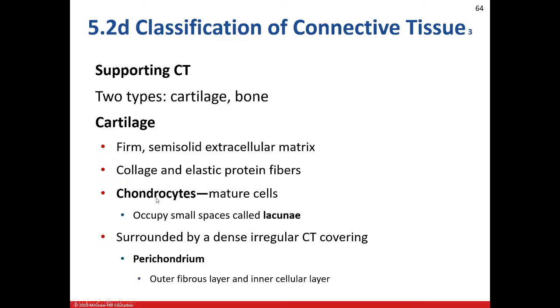The cells in cartilage are called chondrocytes. Remember, chondro means cartilage, and so chondrocytes are cartilage cells. And they're surrounded by a small space called a lacuna. Lacunae is plural, more than one. And they're surrounded by a dense, irregular connective tissue covering known as the perichondrium.